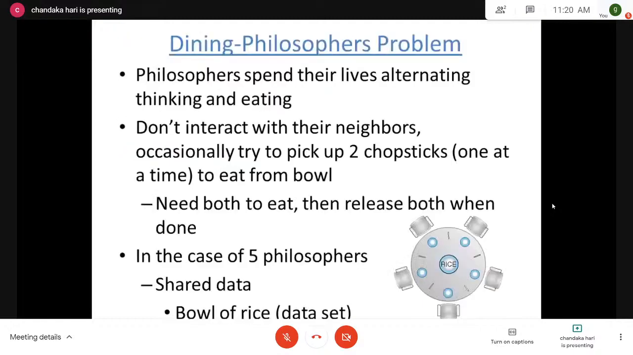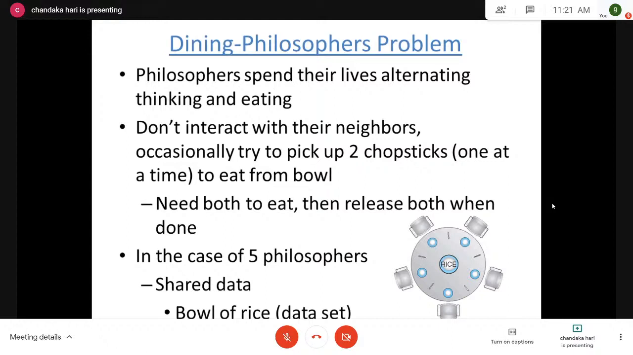Now we move on to the last problem, the dining philosophers problem. There are five philosophers. These people have only two tasks in their lives: thinking, and whenever they feel hungry, eating. The philosophers spend their lives alternating between thinking and eating. They are completely sacrificing their lives for the people, always trying to invent something new.